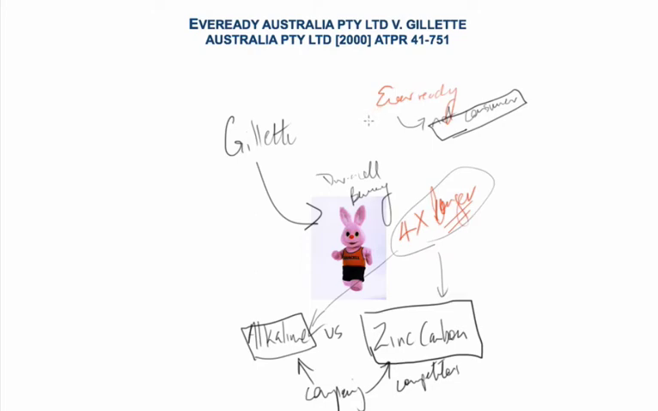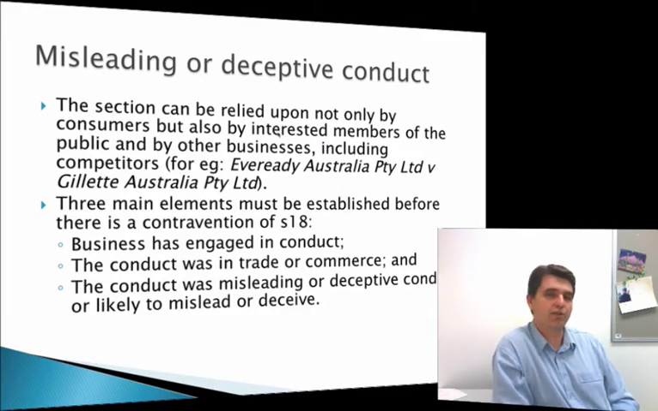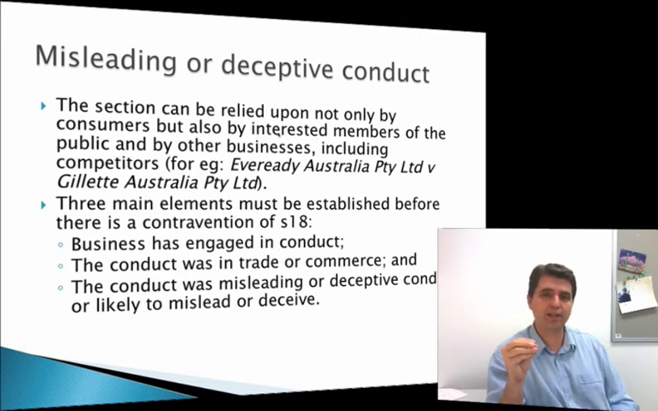under our consumer laws. The second key aspect to this slide that's really important is it sets out the elements to an offence under Section 18. And we can see that there are three elements to that defence. The first one is that the business must engage in conduct. The second one is that that conduct must be in trade or commerce. And the third one is that the conduct must be misleading or deceptive or likely to mislead or deceive. So let's step through those three things.